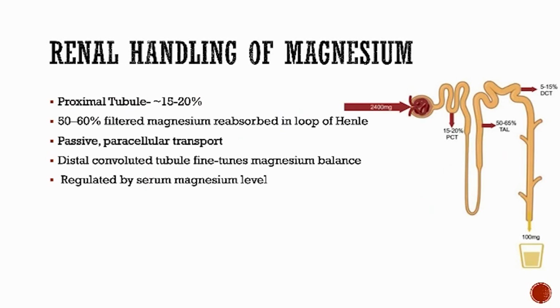The proximal tubule absorbs around 15 to 20% of the filtered magnesium. This reabsorption is passive, paracellular, and dissociates from the reabsorption of sodium. The thick ascending limb of Henle is the major site of tubular reabsorption of magnesium, accounting for 50 to 60% of the filtered load. The distal convoluted tubule absorbs around 5 to 15%, and although the magnitude of magnesium absorbed here is relatively small, it is critical in maintaining magnesium homeostasis.